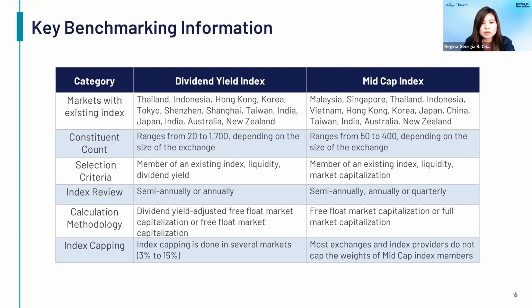For the calculation methodology, the dividend yield index is usually dividend yield adjusted, while the mid-cap index uses free float market capitalization. For the index capping, several markets cap the index weights for the dividend yield index. However, most of the markets do not cap the weights for the mid-cap indices. We'll discuss more on these two last items in the next slides.